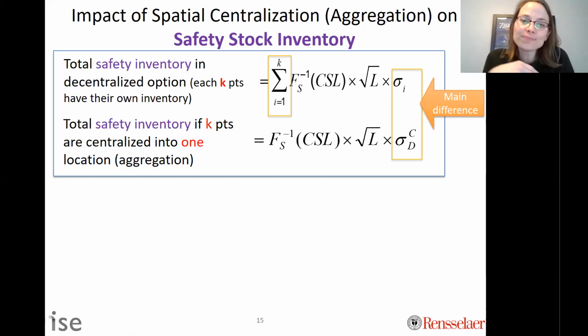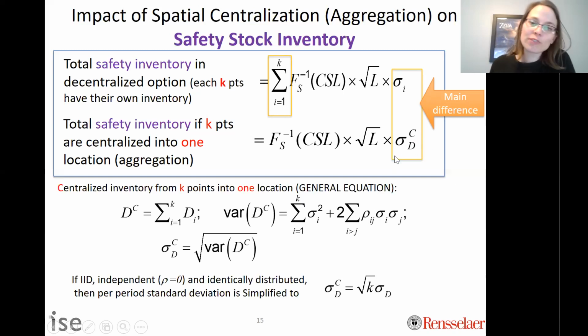And also, the summing here over K is what happens in the decentralized option. You notice there's no sum over K in the centralized system. And so where does the K come from? It gets hidden inside the standard deviation of lead time, or of per period centralized demand. And so if I go and remember from the previous slide, this equation, or this sigma here, how did we calculate it? Well, we calculated it in general using this, but let's look at this equation in the simplified one.